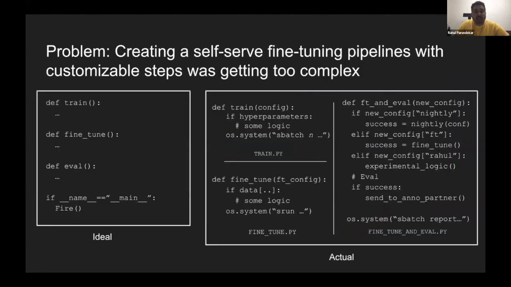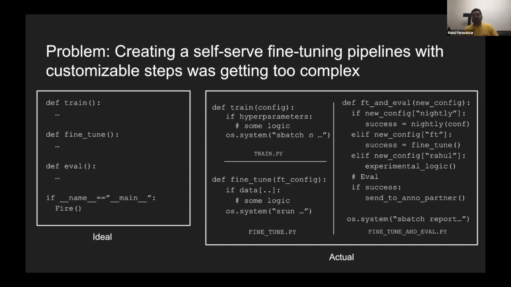And so the problem that the data scientists here were facing was that creating these self-serve fine-tuning pipelines where you could change around the steps was getting too complex. On the left side, in the ideal world, you would just have one entry point. You use some libraries such as Fire to just launch the training, fine-tune, and eval flows.